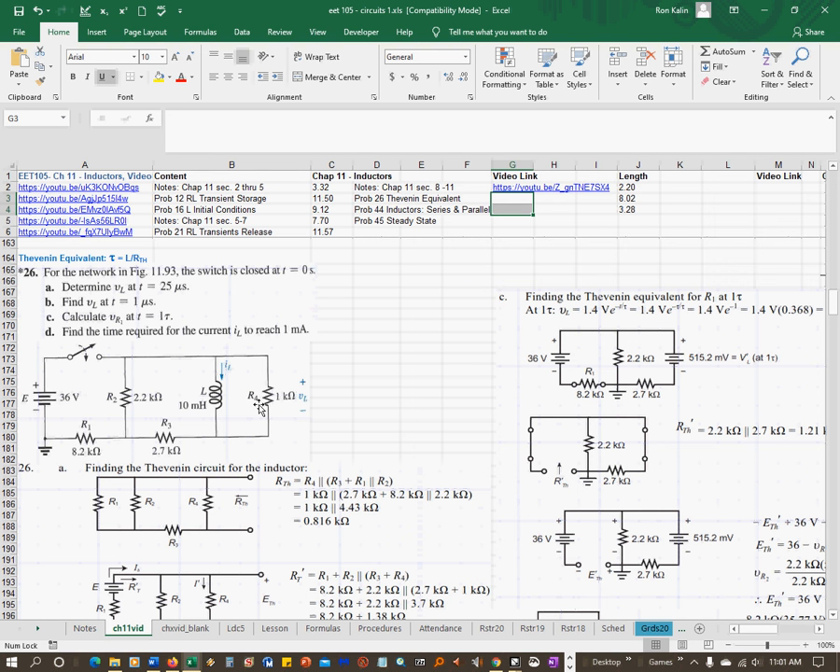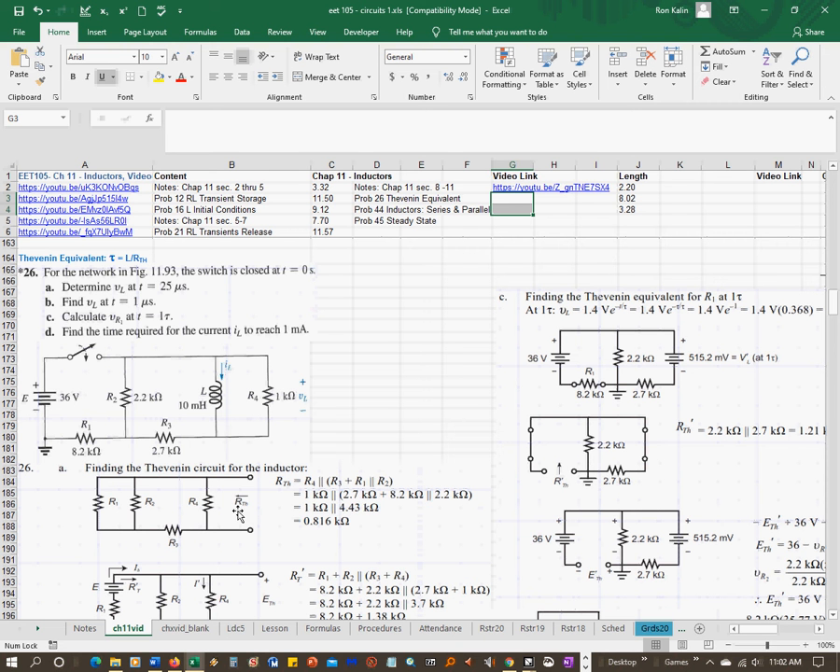So the first thing that you're going to need to do is find the Thevenin equivalent for the inductor. So the terminals that you want to label as A and B are around the inductor. And you can flip positions with R4 too. So you can put the inductor over here and put R4 over here. They're still in parallel. You're not changing the circuit.